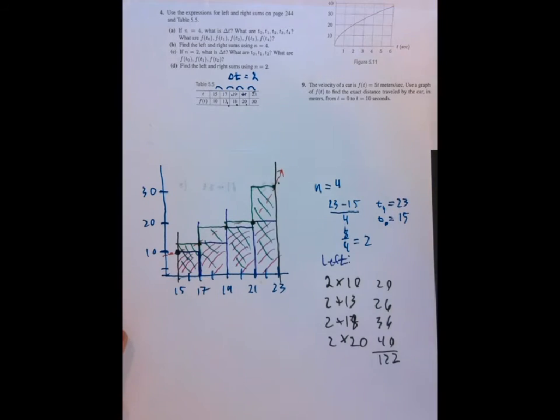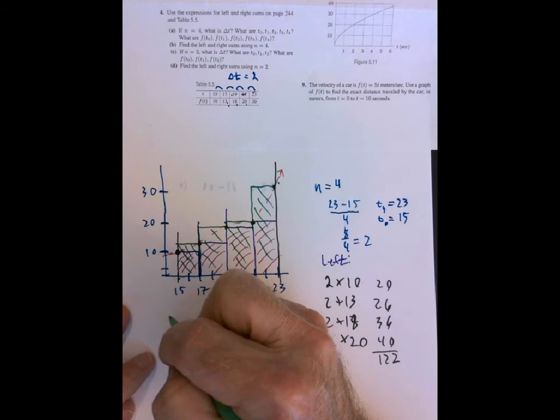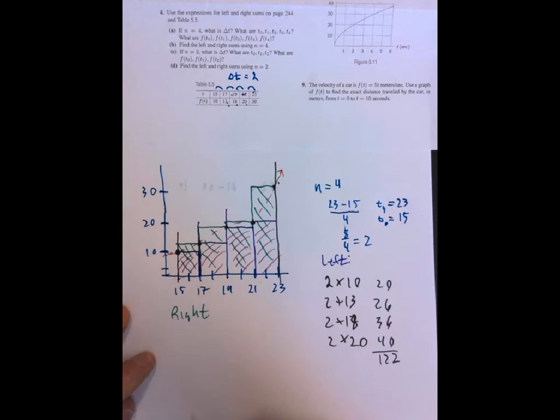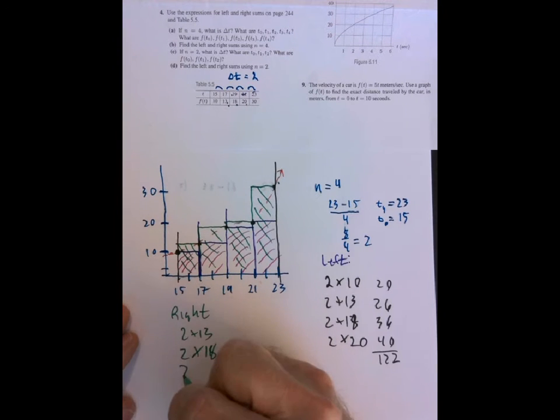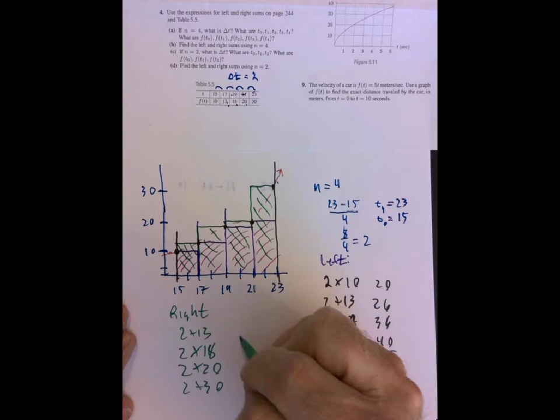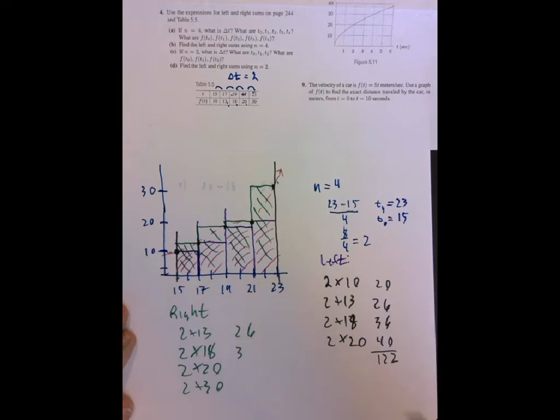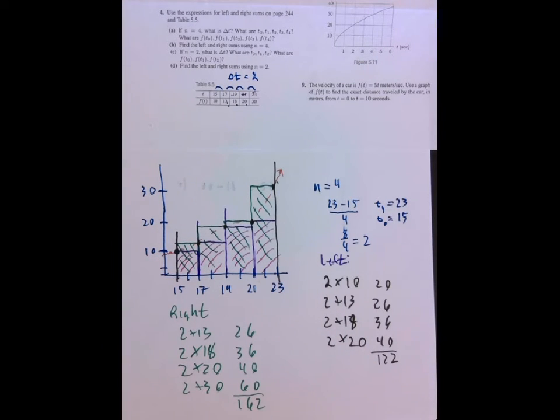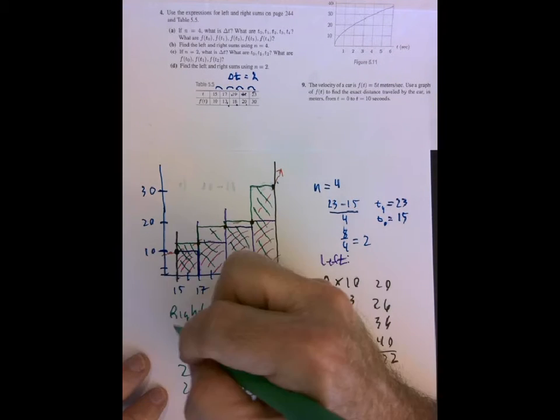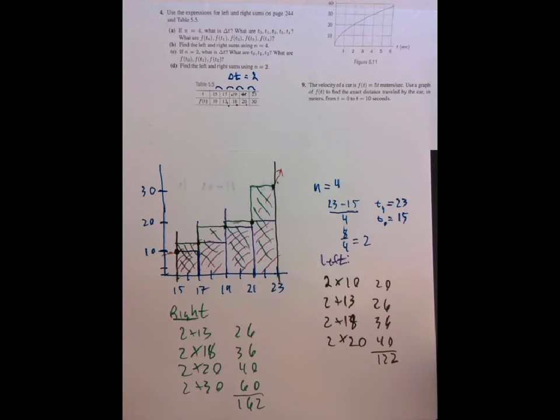So here, for the right-hand one, it's 2 times 13, 2 times 18, 2 times 20, and 2 times 30: 26, 36, 40, and 60, and that's looking a lot like 162. So that's the right-hand sum. Okay, does that make sense?